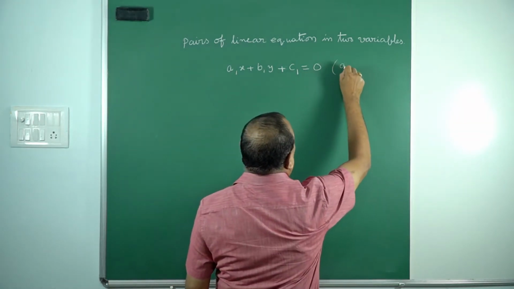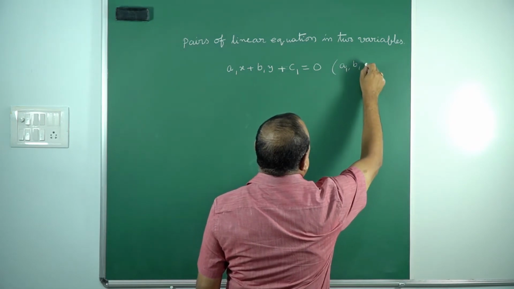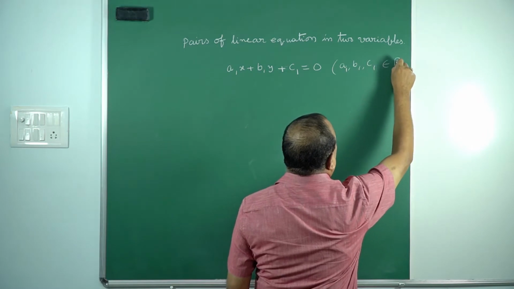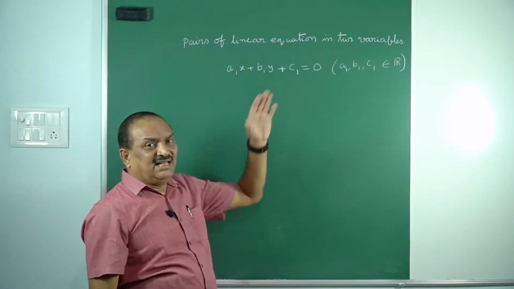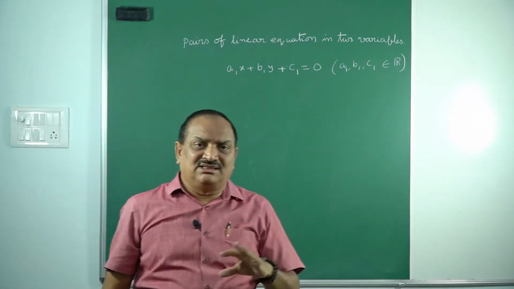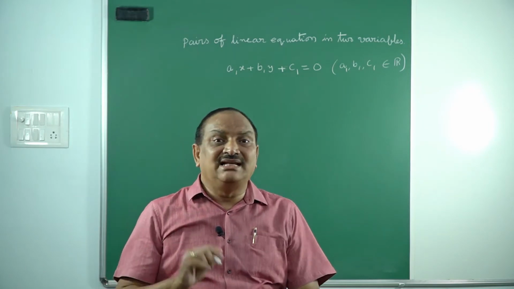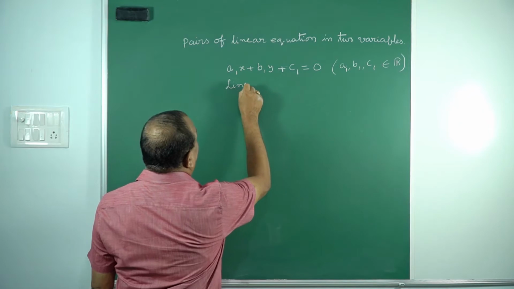So I write here a1, b1 and c1. They belong to the set of some real numbers. Okay, so this is a linear equation. There are absolutely no conditions about a1, b1, c1. They are some real numbers. This is called a linear equation for a specific reason. Why do you call it a linear equation?